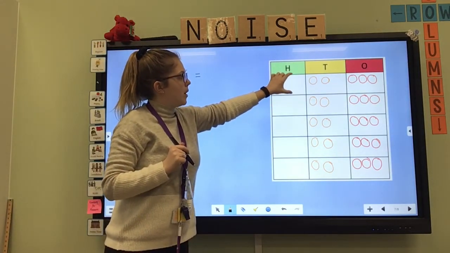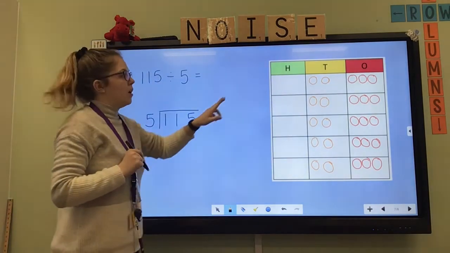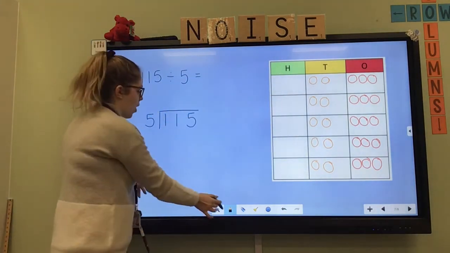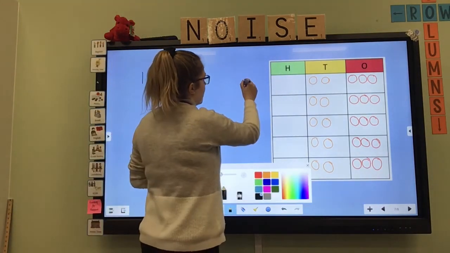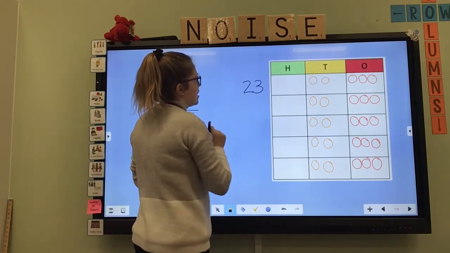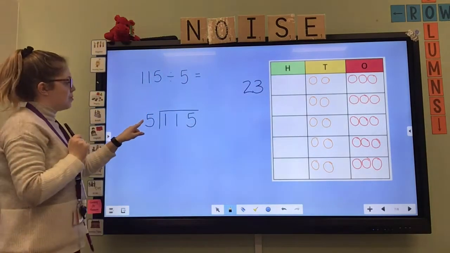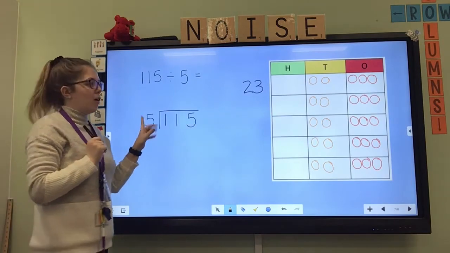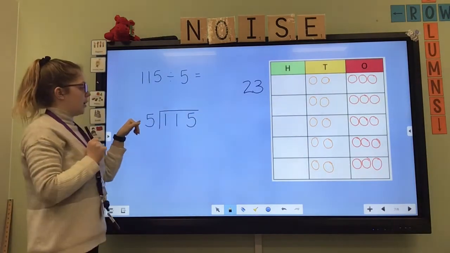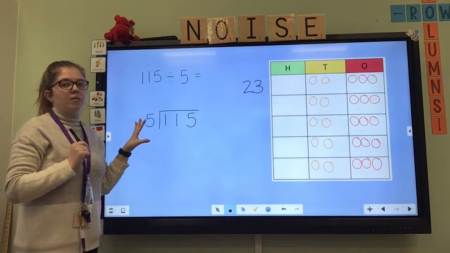What's the number in one of my rows? I've got 2 10s, 3 1s, and that tells us that it is 23. I'm going to put it there because I'm going to come to our bus stop method to show you how this is what we are doing in our bus stop method with all our jottings.